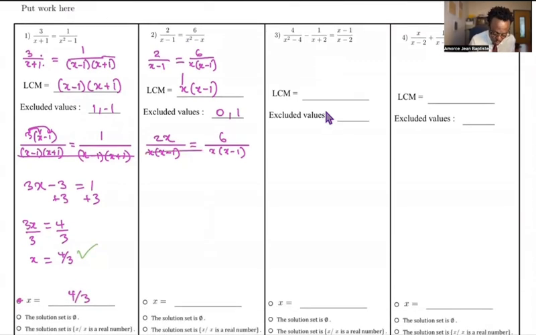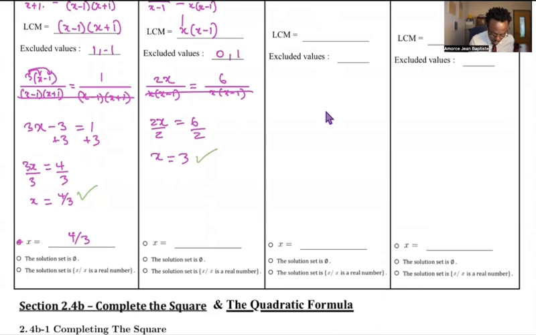So you eliminate the denominator because it's just the same. You can solve the tops. 2x equals 6, divided by 2, x equals 3. Not one of the excluded values, so we can keep this one. So the solution is 3.